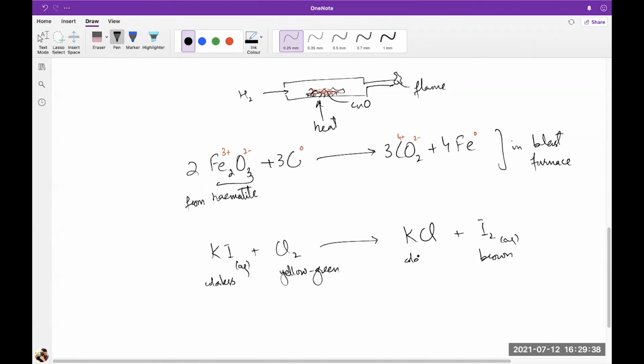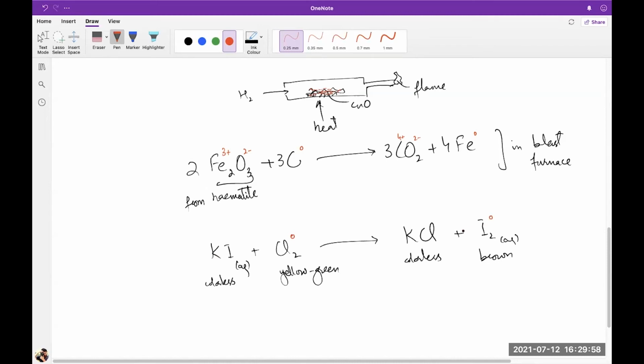And this is colorless. So based on this, I can easily see that chlorine has replaced iodine or iodide, which means that chlorine is more reactive. And not just that, chlorine is an oxidizing agent. How do I know that? So let me put the charges again. Chlorine as an element is 0.